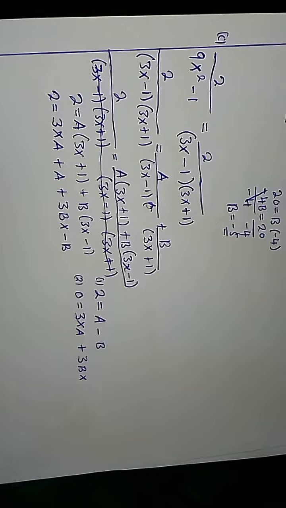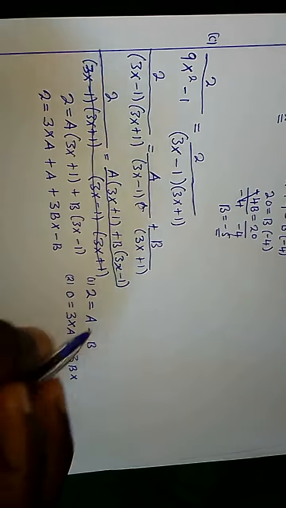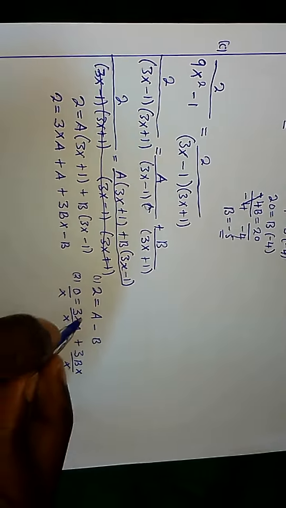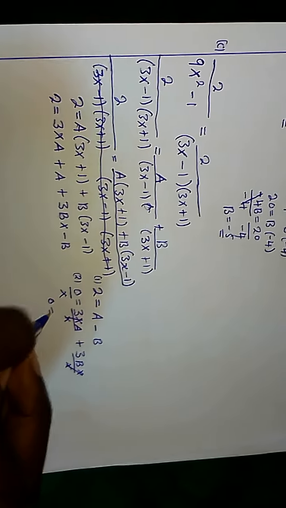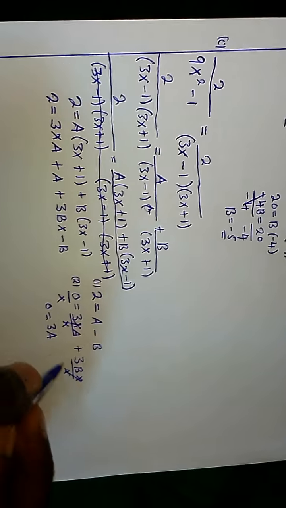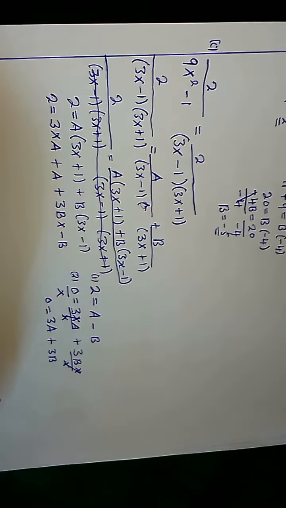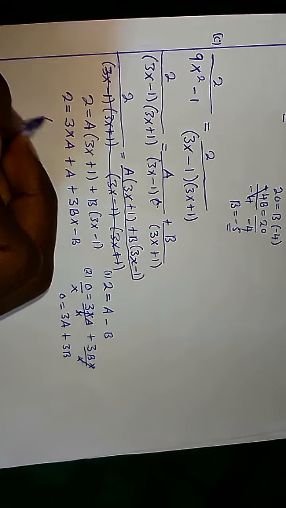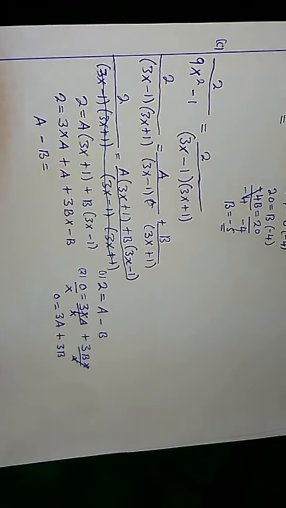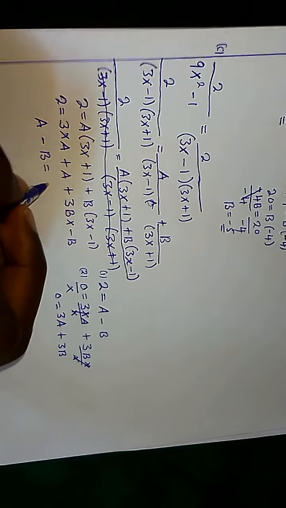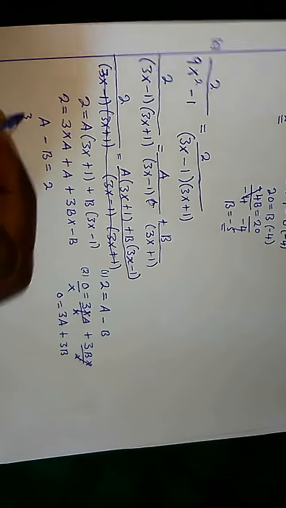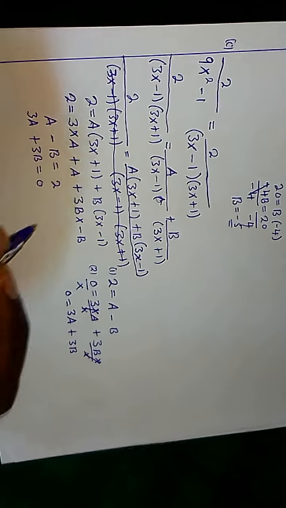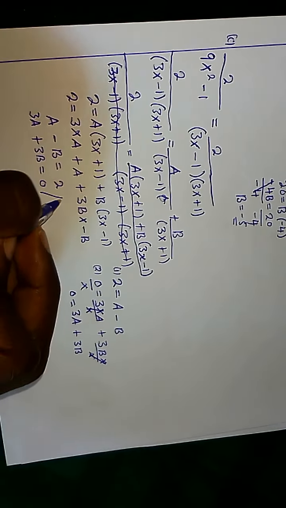Okay, so from here we know that we can cancel out the x, we are going to remain with 0 equal to 3a plus 3b. Then this is just the same as a minus b equal to 2, then 3a plus 3b equal to 0. Then this is going to be a 3, a 1.